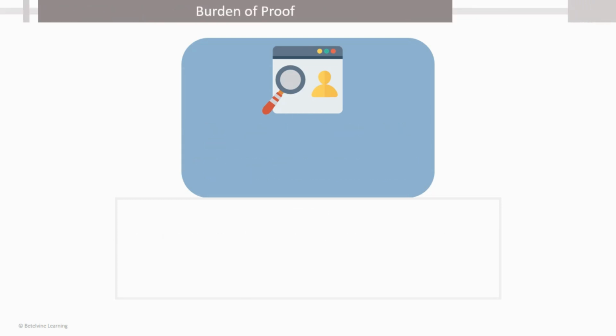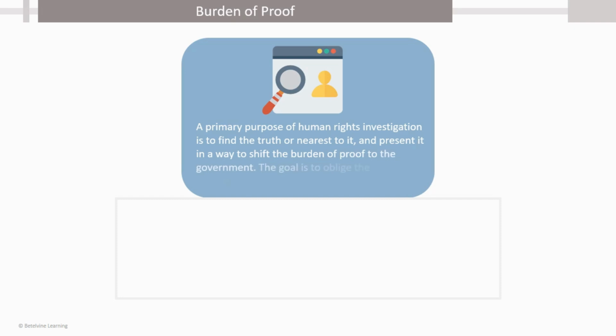Burden of proof. A primary purpose of human rights investigation is to find the truth, or the nearest thing to it, and present it in such a way as to shift the burden of proof to the government so as to oblige it to take action on it. At each step, the evidence has to be enough to shift the burden back to the government. What is enough can vary.